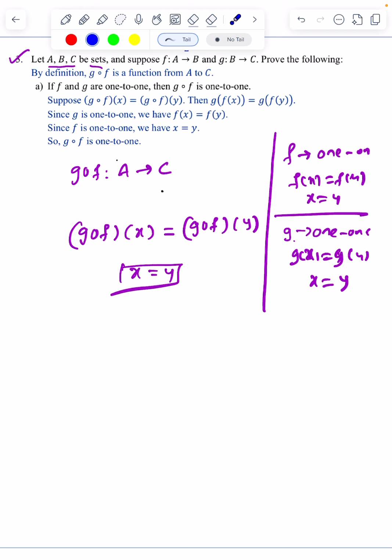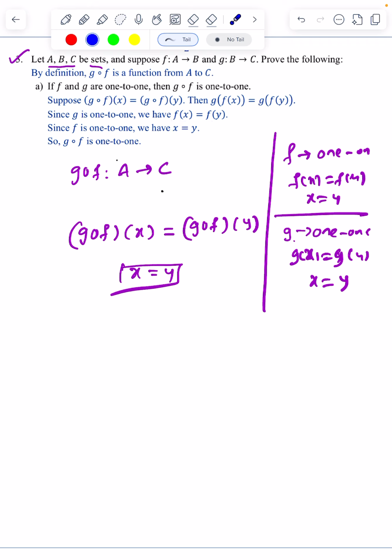But these are functions now. Because g is one-to-one, I can equate f of x is equal to f of y. We know that f is also a one-to-one function. Again, these are the inputs for the function f, and they are also equal according to f being one-to-one. So I can equate x is equal to y. Both are equal.